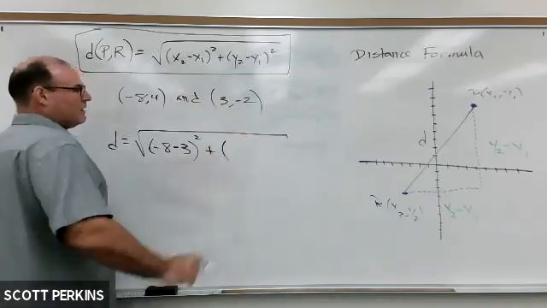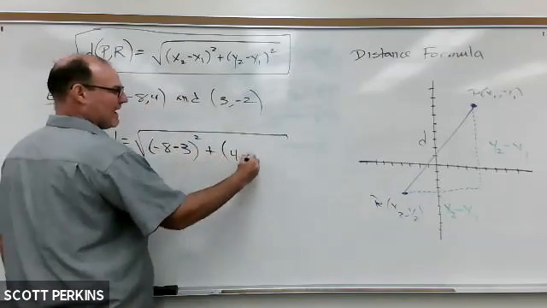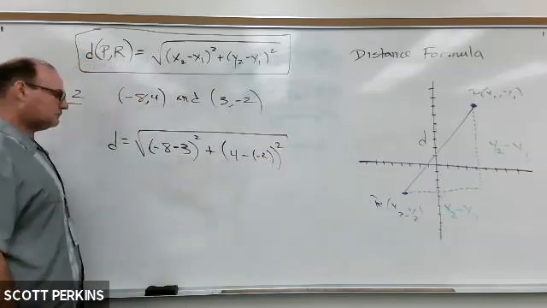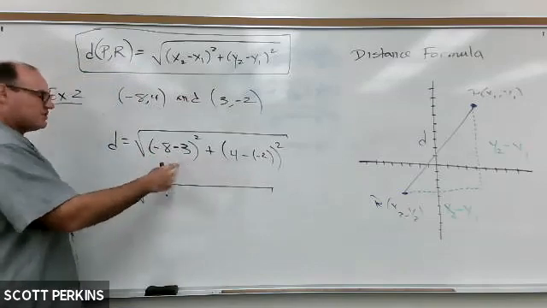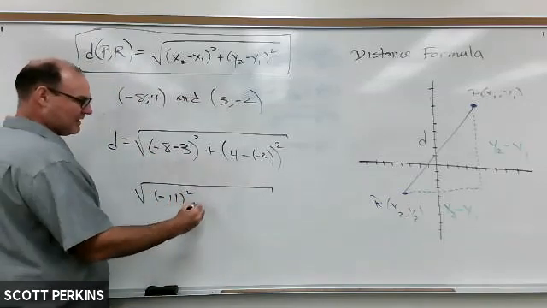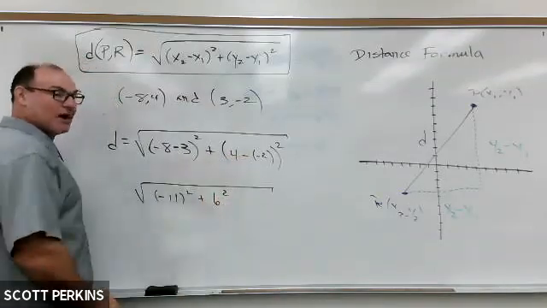Okay, plus my y values then are the other ones. So 4 minus, here it happens again, -2 squared. So -8 minus 3, that's -11. I'm going to square that in just a minute. 4 minus -2, that's 4 plus 2, that's 6. I'm going to square that.